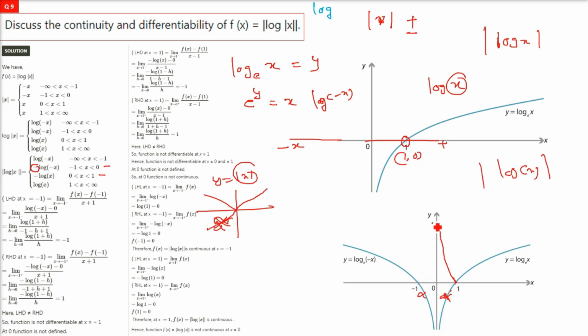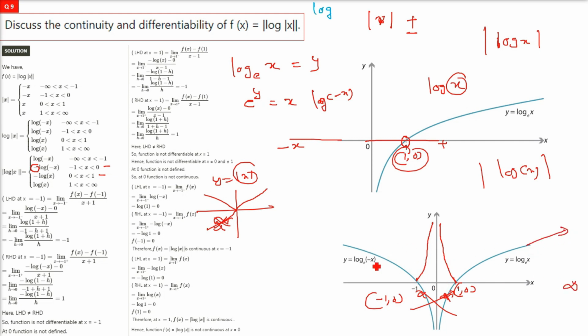Similarly, here also on the left hand side, the negative side, you have to clean it off because you are putting a modulus now, and it has to go up. In order to make it go up, we have to multiply it by negative sign. That is what we are going to do. So 1, 0 and minus 1, 0 are the points which are of our concern.